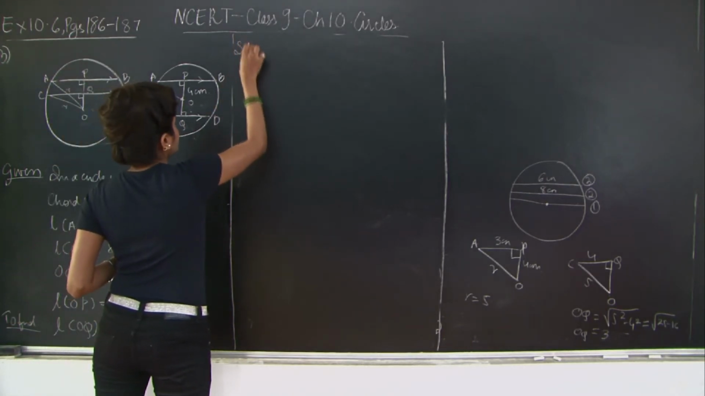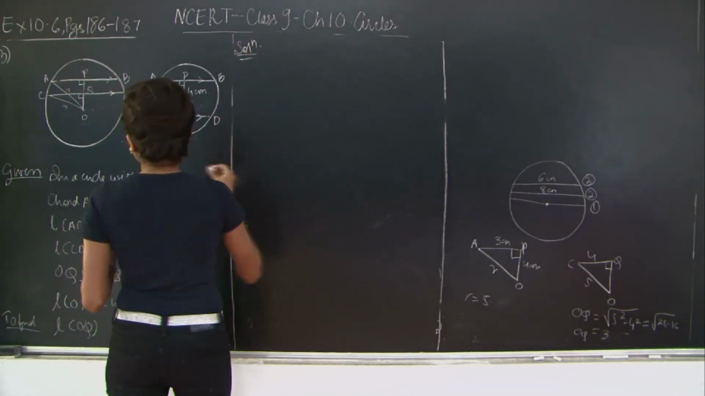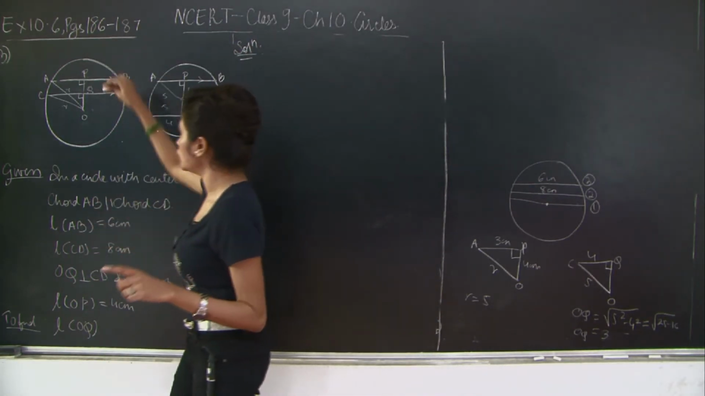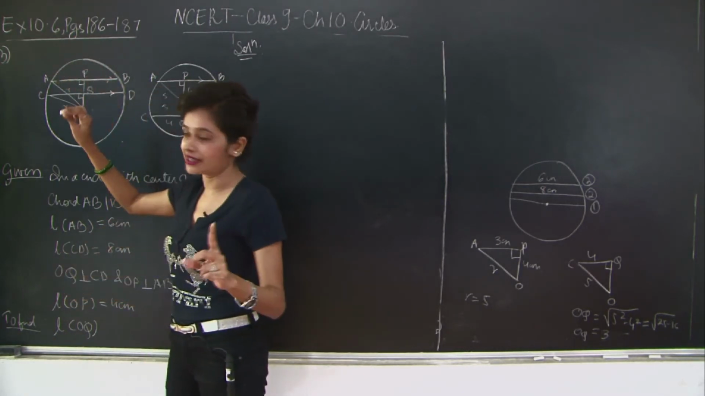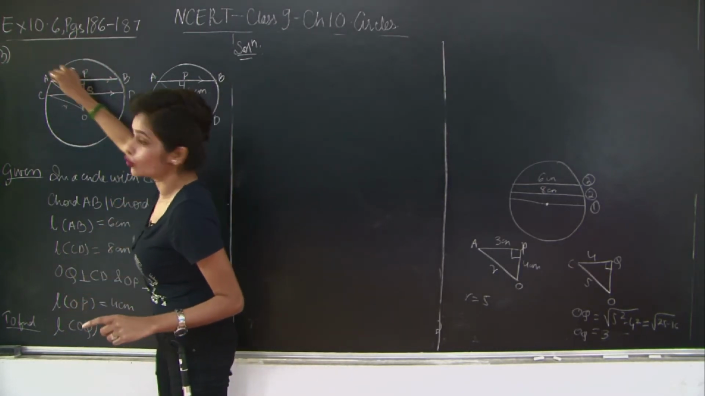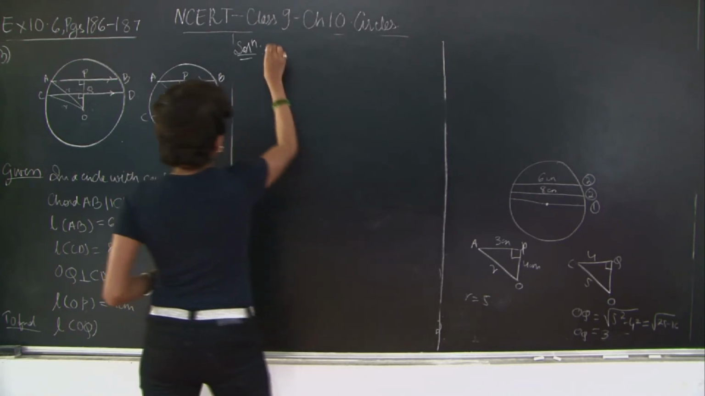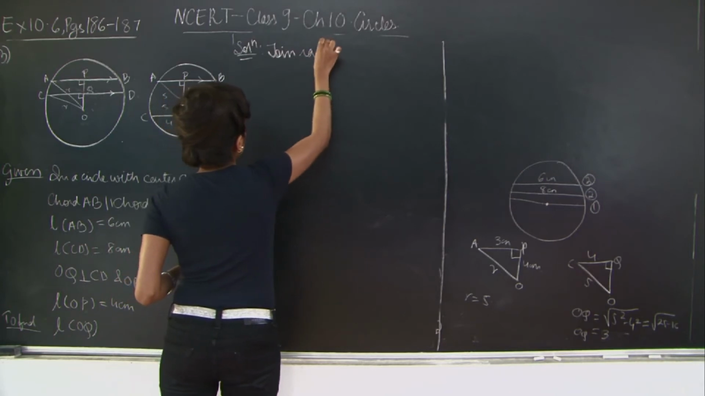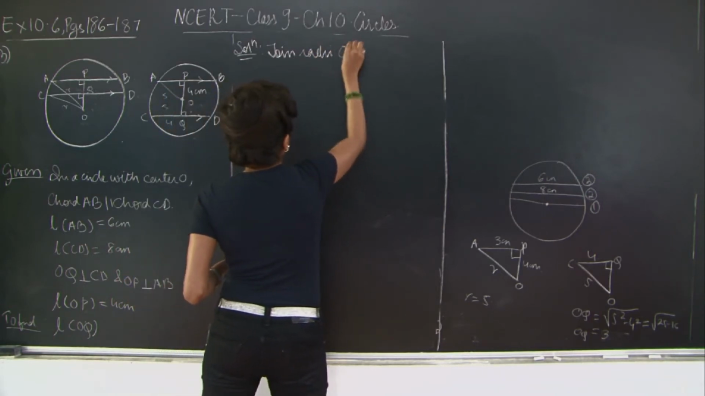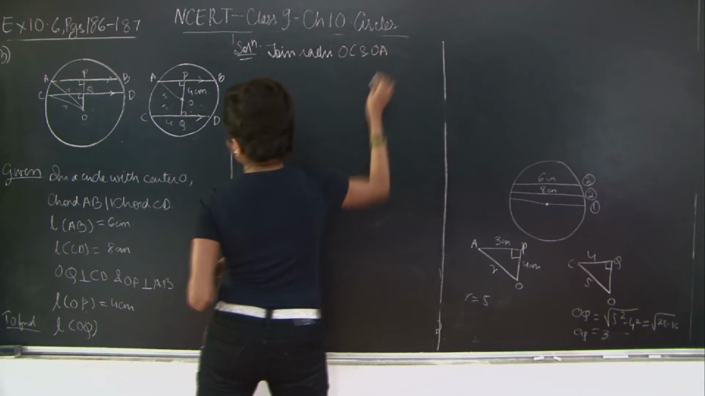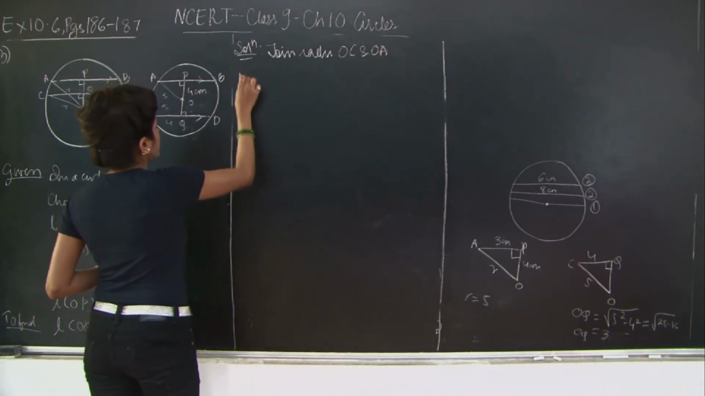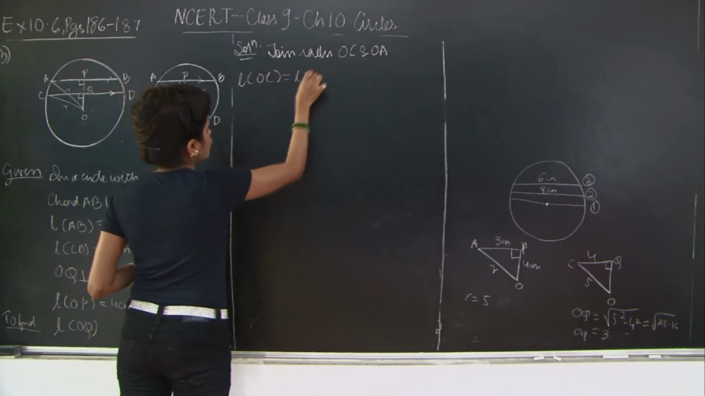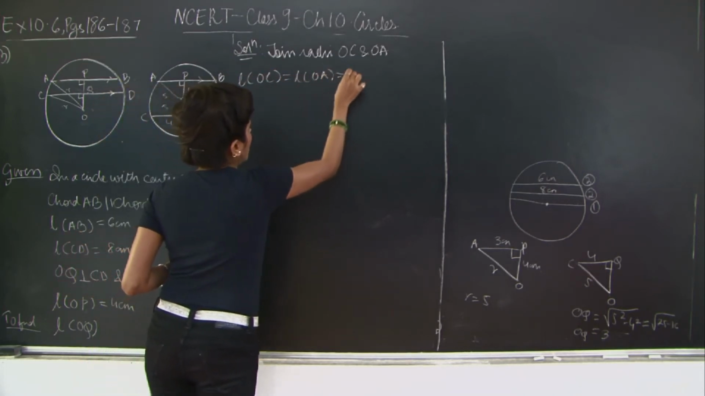So I'll say solution. The trick out here is connecting your radii. Don't make the mistake I was making earlier of joining Q to A. That won't be your radius. Your radius will be OC and OA. Alright, so let's start. Join radii OC and OA. Now, let length of OC be equal to length of OA be equal to r centimeters.